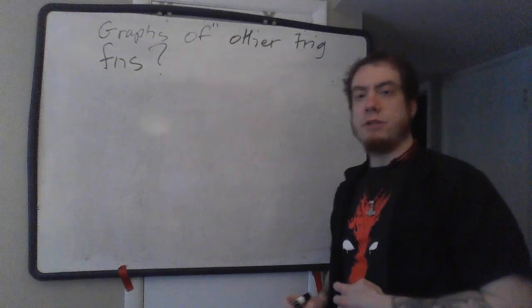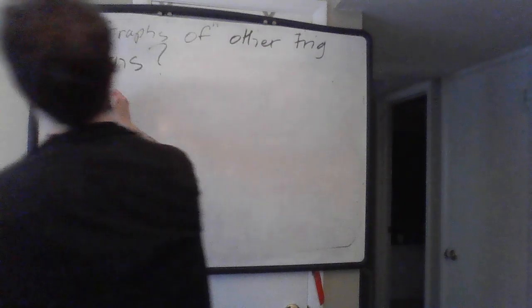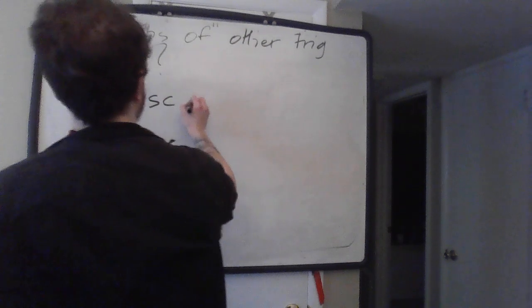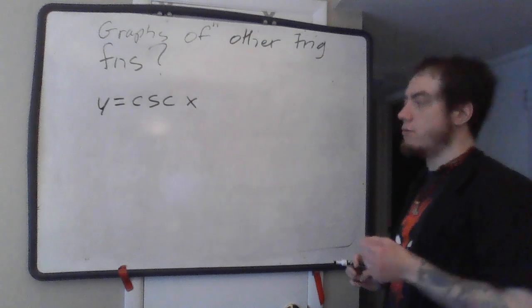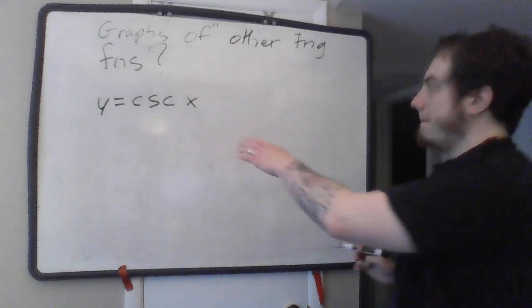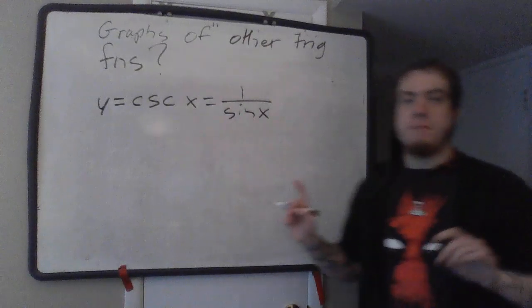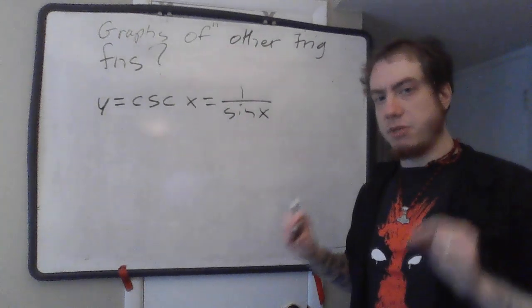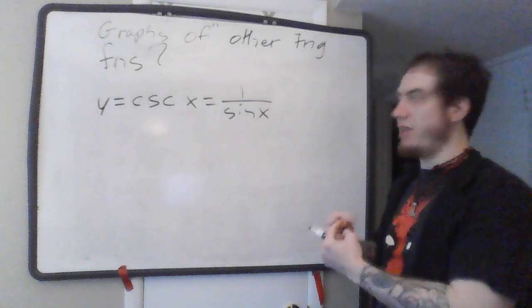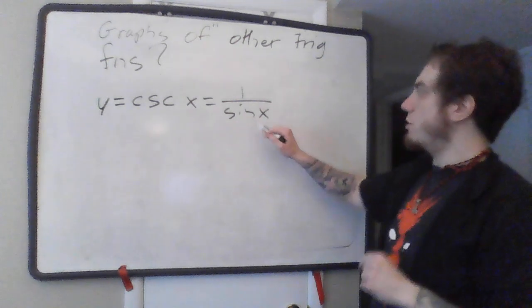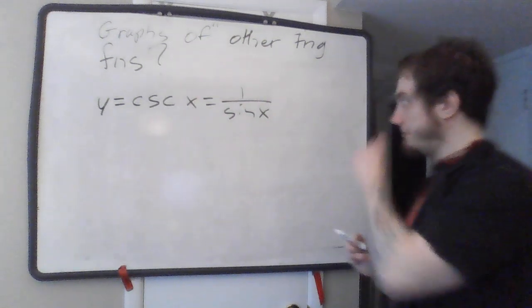Well, the ones that I want to start with are cosecant and secant. So if I wanted to graph y equals cosecant of x, I can remember this is just going to be 1 over sine x. Now, remember that secant and cosecant are the reciprocals of cosine and sine. The trick for remembering this is that the co flips. So cosecant goes with regular sine, and regular secant goes with cosine.